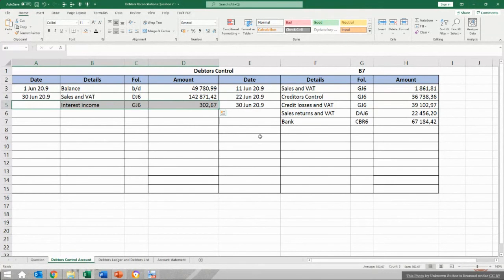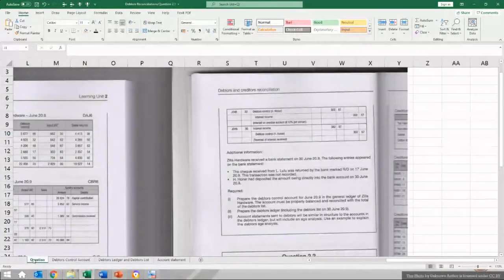So what you would do is add the interest income on the one side and add the interest income on the other side. The one is where we've charged it on and the other one is where we reversed that transaction. So you show both entries.